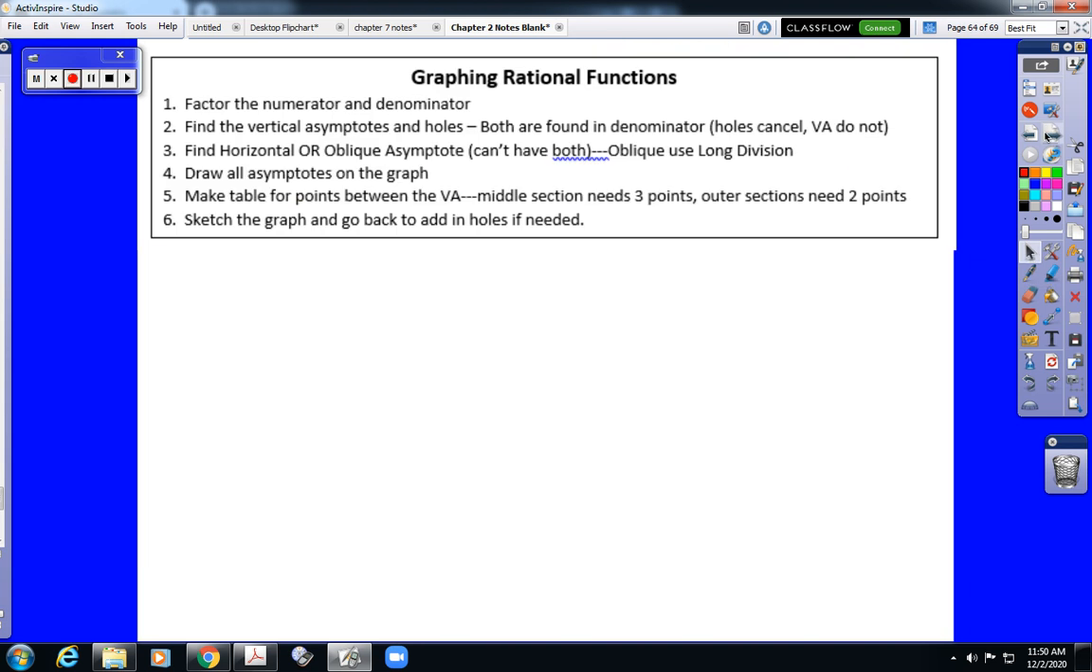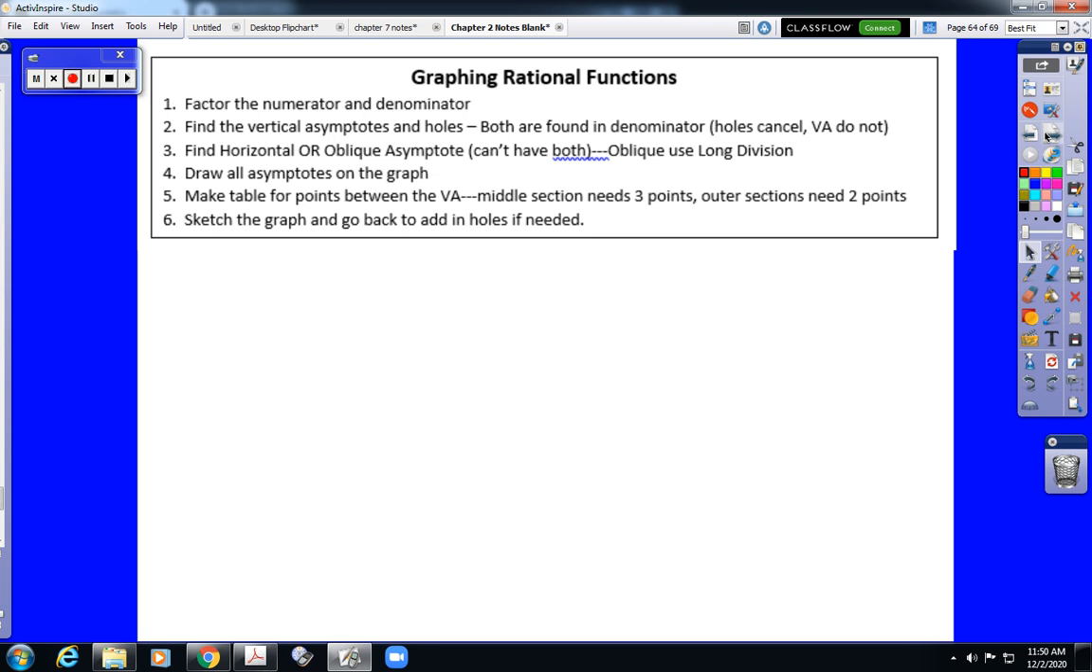So, again, this becomes a 6-step process eventually for any rational expression, no matter how complicated. We factor the numerator and the denominator. The reason we do that is to look for vertical asymptotes and holes, both of which are found based on the factors of the denominator. If a factor from the denominator cancels, that indicates a hole. If it does not cancel, it indicates a vertical asymptote.